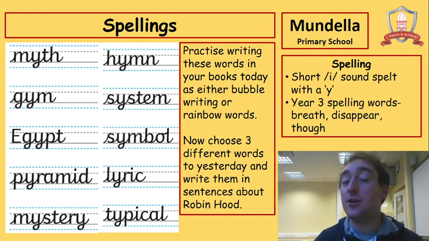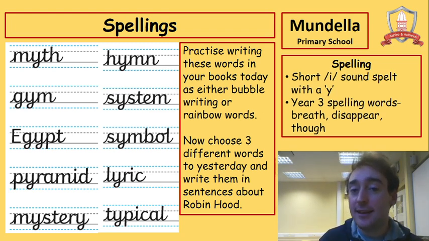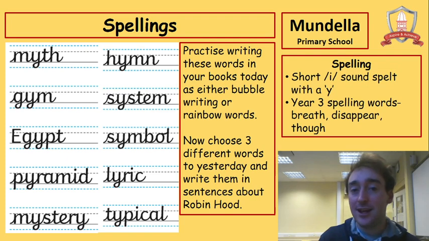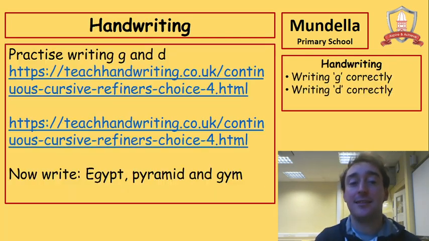I want you to choose 3 different words that you chose yesterday, and write them in sentences about Robin Hood. Good luck, give the video a pause, and give those activities a go. Moving on in 3, 2, 1, next.